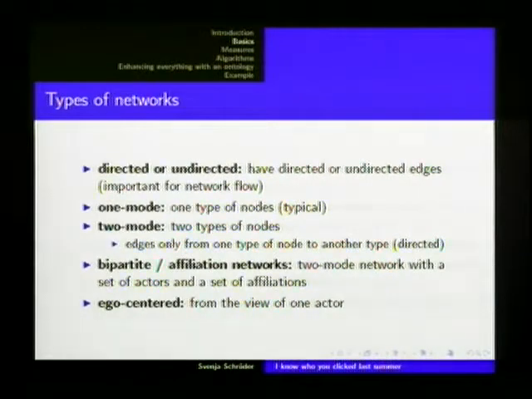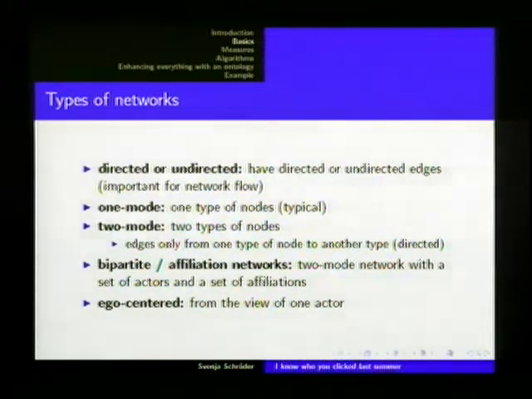So there are different types of networks. The type of network you choose depends on the network you want to examine. For example, if you have friendships in a social community, like, not MySpace, if you have mutual friendships, where you ask someone for friendship and the other person has to accept, then it's a mutual friendship on which both persons have to agree.